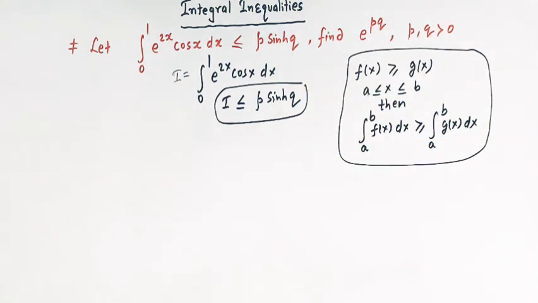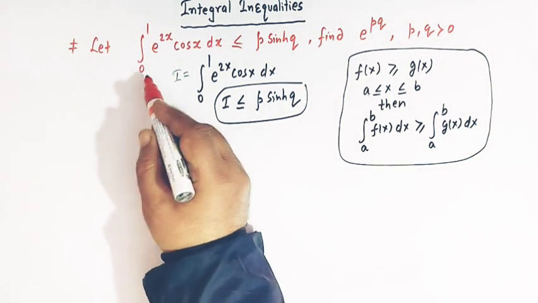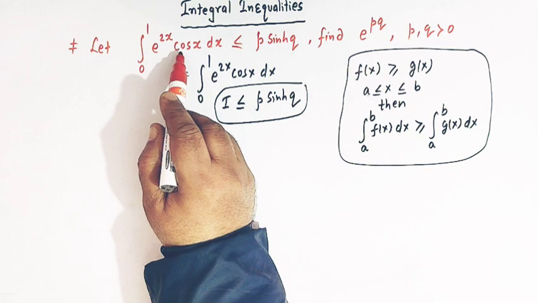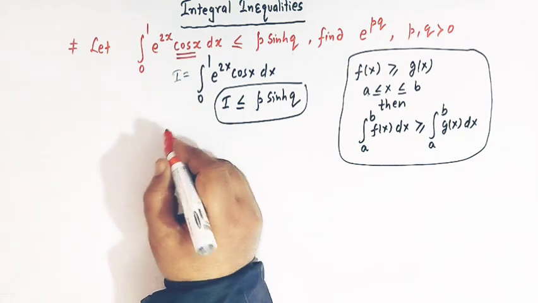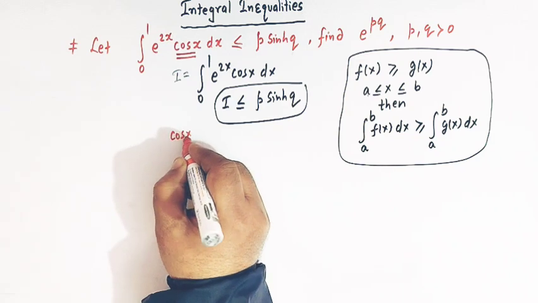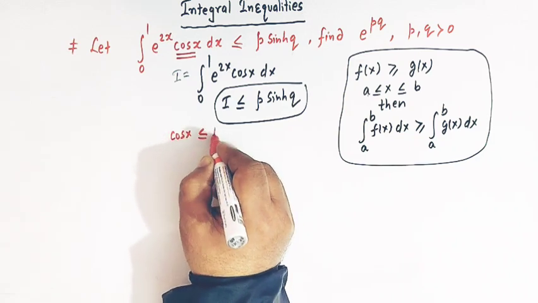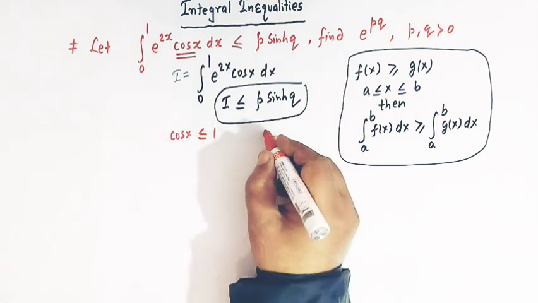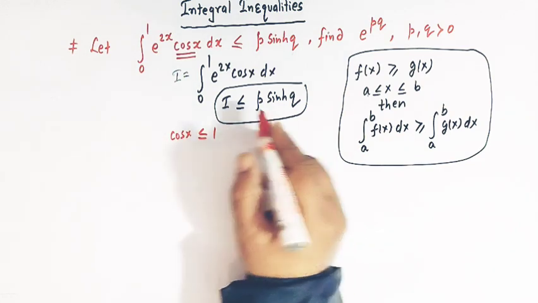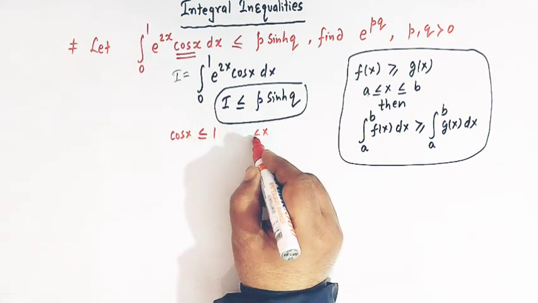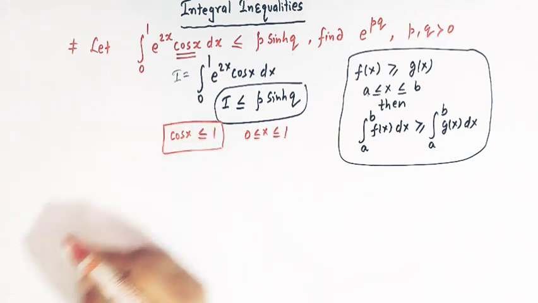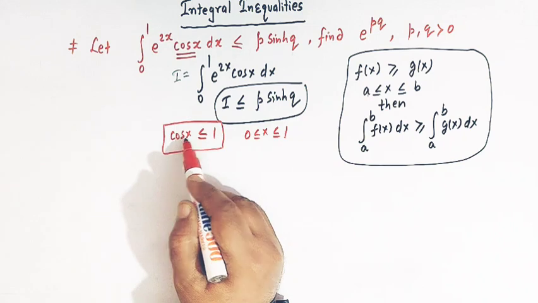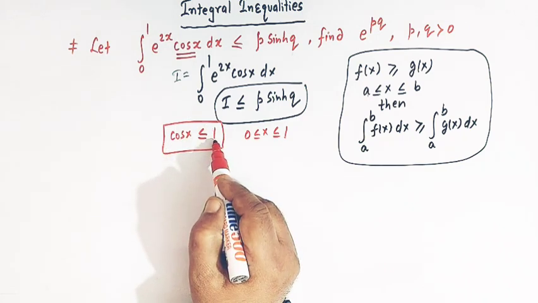So now let us start with this function, that is the cos of x. We know that in trigonometry, cos of x is less than or equal to 1 whenever x belongs to the interval 0 to 1, right? So here we'll start with this inequality, that is cosine of x is less than or equal to 1.